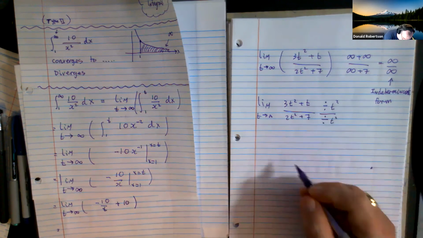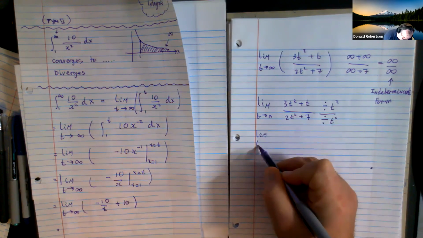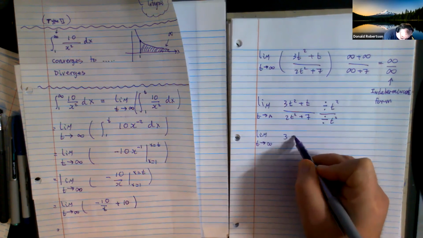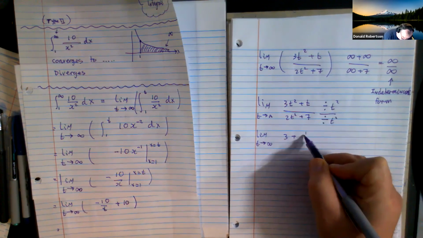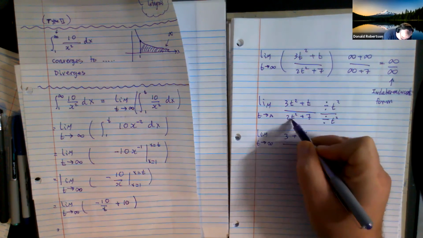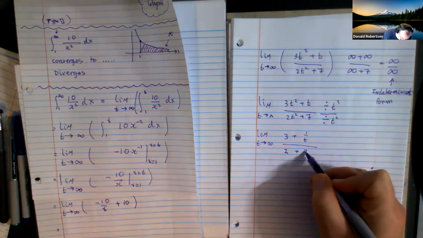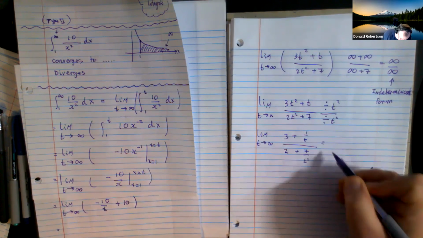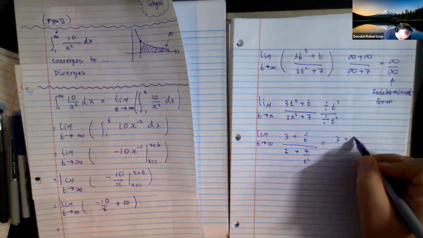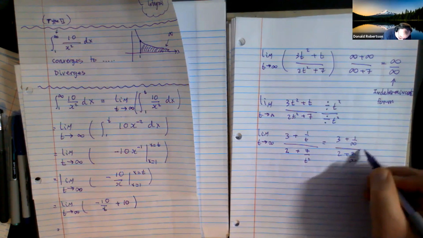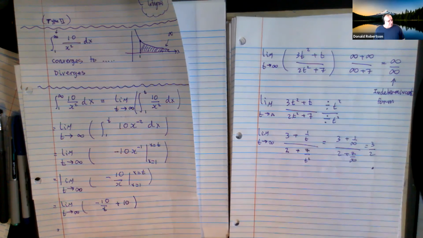Now what's going to happen when I do that then is I'm going to get, that guy gets you 3. Divide him by t squared, you get 1 over t. Divide him by t squared, you get 2. And divide him by t squared, you get that. And now I can do brute force. And 3 plus nothing, 2 plus nothing, there's your answer, it's 3/2.